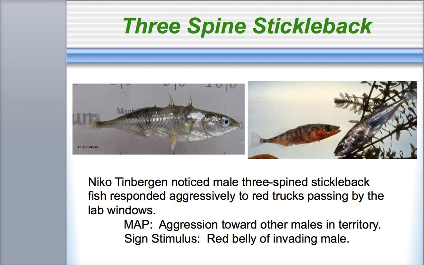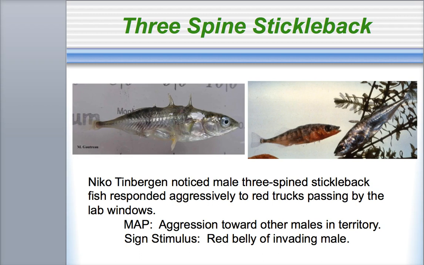And he noticed that the male three-spined sticklebacks in the spring would suddenly become aggressive when red trucks would drive by the laboratory windows. And the modal action pattern that he saw looked very much like the aggression that they direct toward other males in the territory. And so he became curious about what was the stimulus. I mean, clearly you have another male with a red belly and that's enough to get the behavior going. But why the red fire trucks? It didn't seem to make sense.